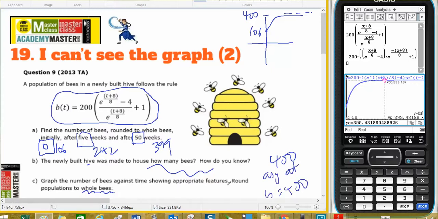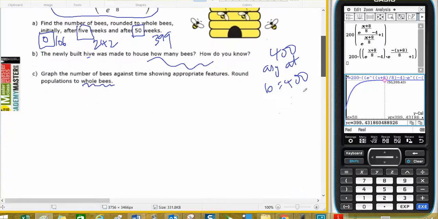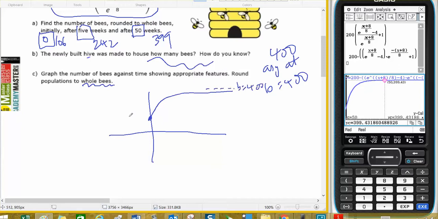Graph the number of bees against time showing appropriate features, round population to whole bees. So I can now draw this. I've got b equals 400, I've got 106, and I've got other features like 50 and 399. T, b of t is an appropriate graph.